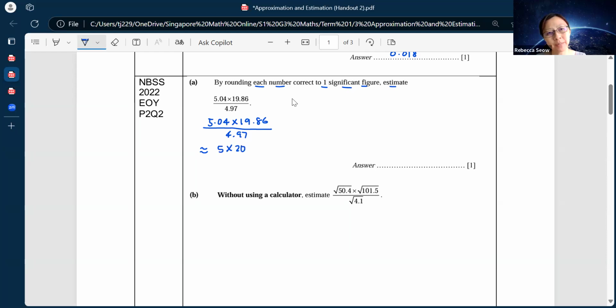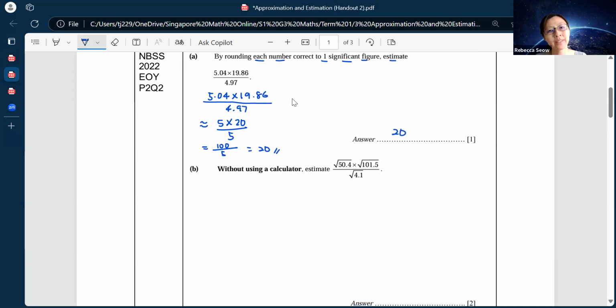So 5 multiplied by 20 over the denominator 4.97, I round it off to 5 because the digit next to 4 is 9 and we round it up. So from here, work it out. Equal sign, 5 times 20, I will get 100 over 5. So that gives me 20.